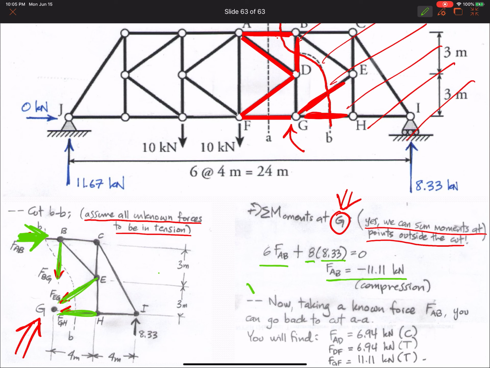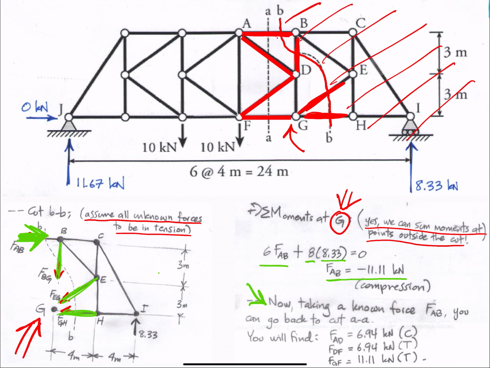Now we can go back to cut AA, and I can assure you it will work, and then you can find these forces. So I will leave this to you as an exercise. The takeaway for this section is that yes, sometimes you can cut through more than 3 members, as long as you have a nice moment equation that allows you to eliminate some of the variables. And that is the method of sections.